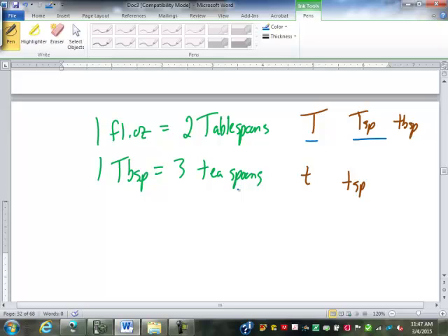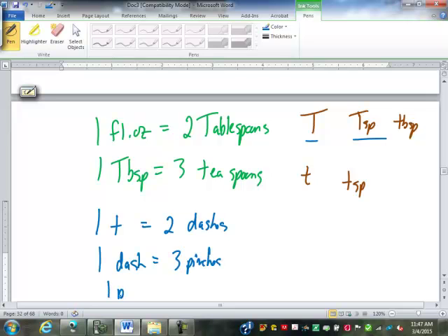There are some units smaller than that. You don't need to write these down. I'm just going to throw them out there for fun. Smaller than a teaspoon. 1 teaspoon is 2 dashes. 1 dash is 3 pinches. And 1 pinch is 2 smidgens.